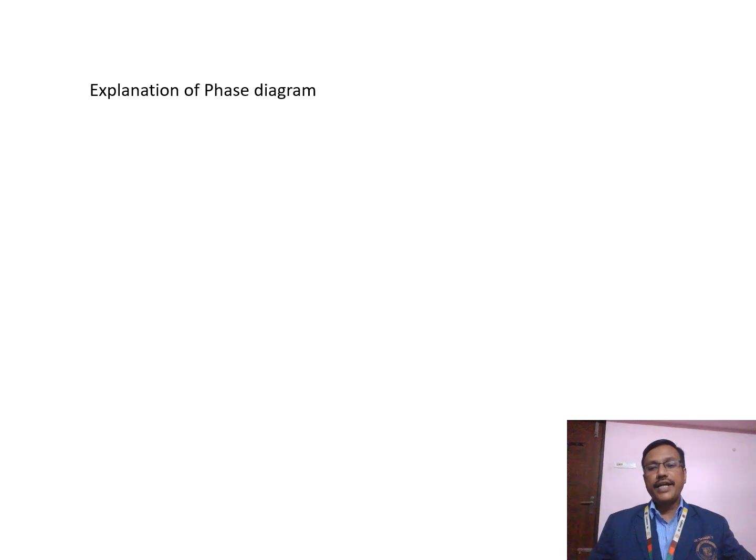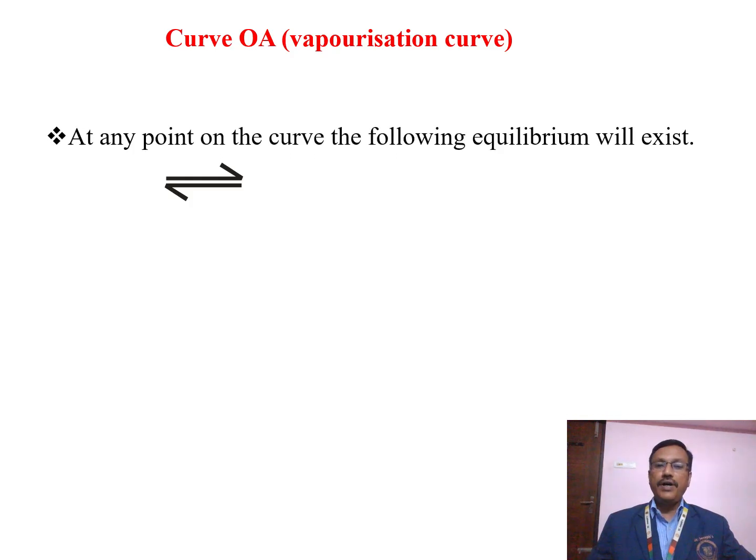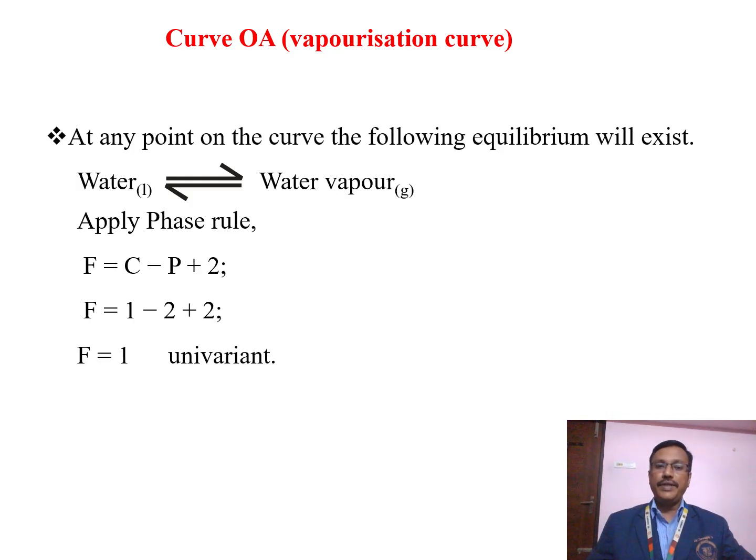Okay, now we can go to explanation of phase diagram. What are the various points that are available with this phase diagram? We are talking about curve OA. First thing we will start with, at any point on the curve, the following equilibrium will exist: water and water vapor. In curve OA, we are having water and water vapor.